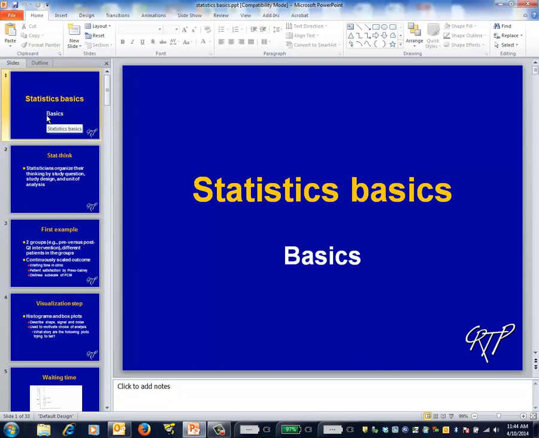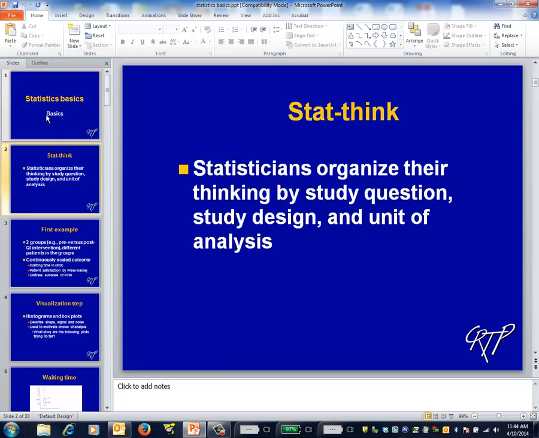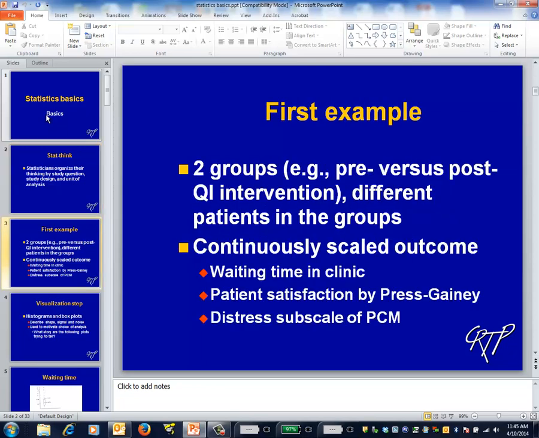This is intended to be a non-technical description of the steps required to perform a statistical analysis of cross-sectional data. Statisticians organize their thinking according to study design, study question, and unit analysis. You're encouraged to do the same.